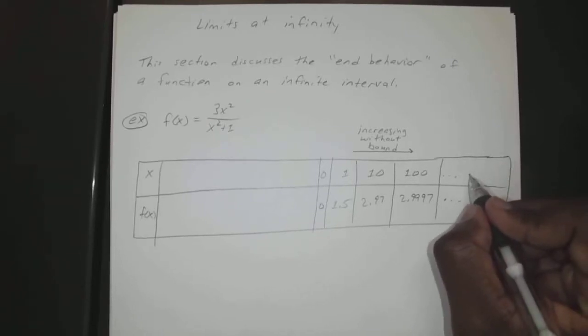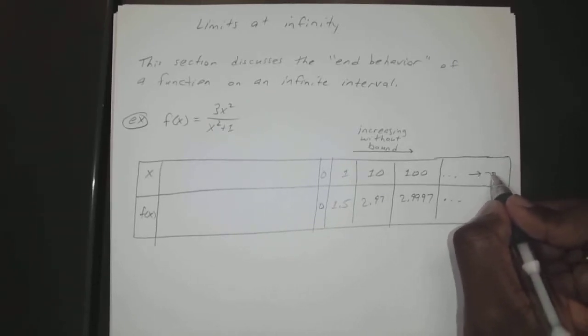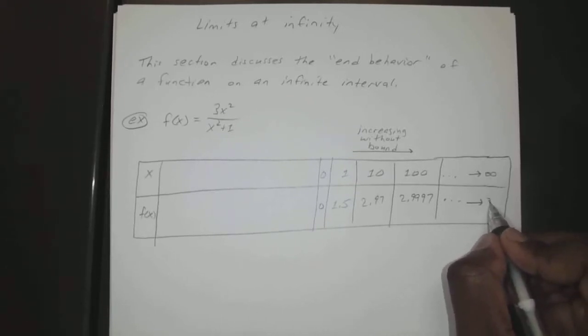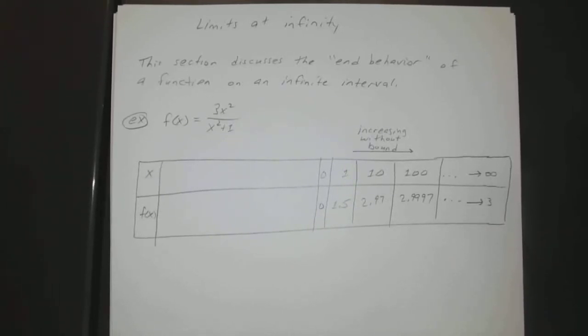To where as you get closer and closer to infinity, this gets closer and closer to 3. So if you plugged in 1 billion, you'll get 2.999999999999997. So it just keeps getting closer and closer to 3.